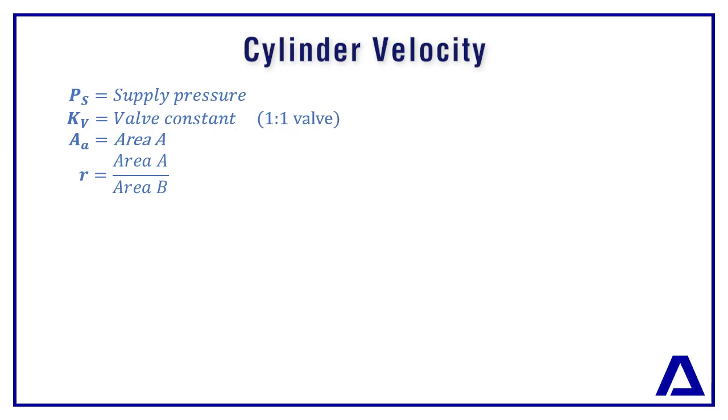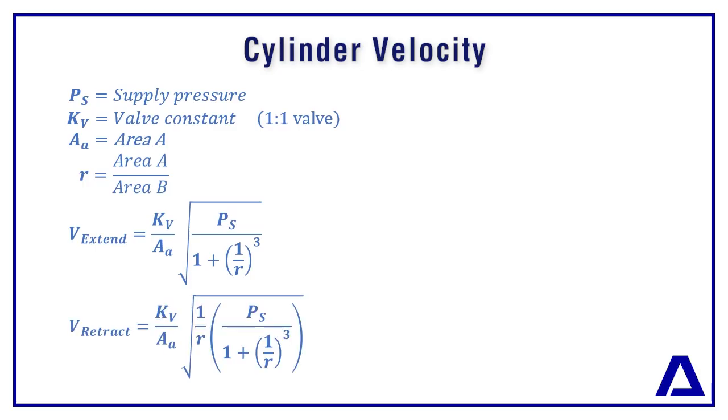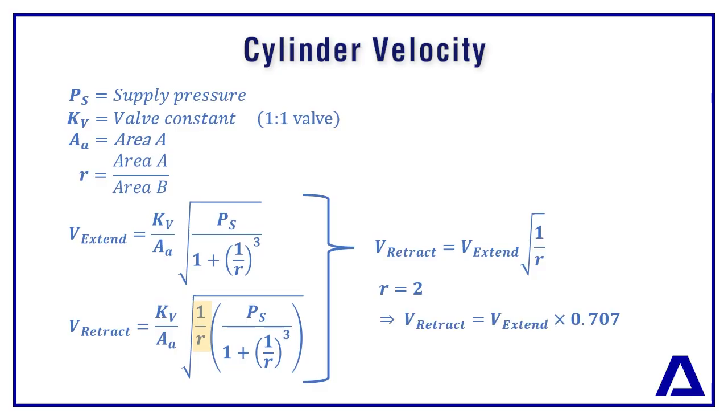The extending velocity is given here, and the retracting velocity here. The only difference in these formulas is R in the denominator inside the square root. That means the retracting velocity is the extending velocity times the square root of 1 over R. For example, for a ratio of 2, meaning the A area is twice the B area, the retracting velocity is the extending velocity times 0.707.